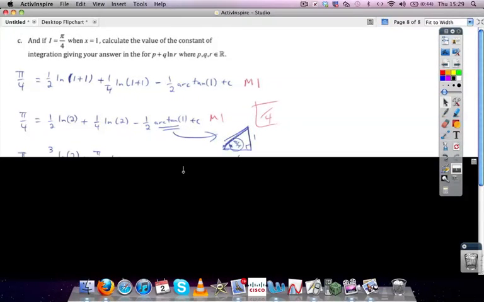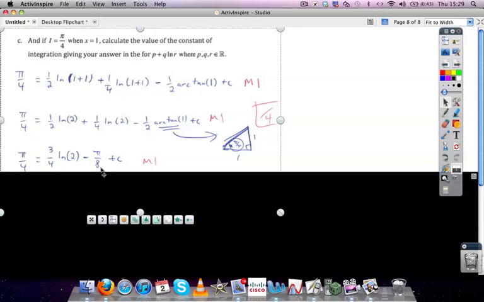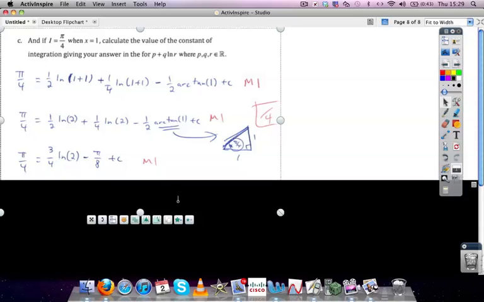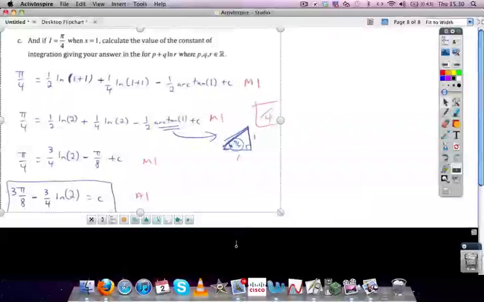So bring in the special triangles. Which value has arctan of 1? Pi over 4. Therefore, pi over 4 times 1 half, minus pi over 8. And this gives the 3 quarters, like I said, and equals pi over 4. Solving, pi over 8 comes to the other side, adds to 2 pi over 8, 3 pi over 8. And then you end up with 3 quarters ln 2 comes over, becomes minus, and you have your constant of integration.